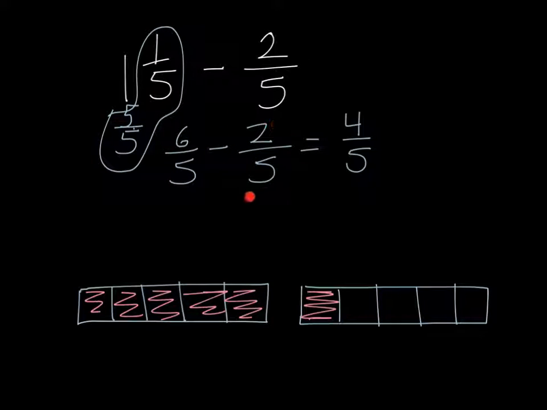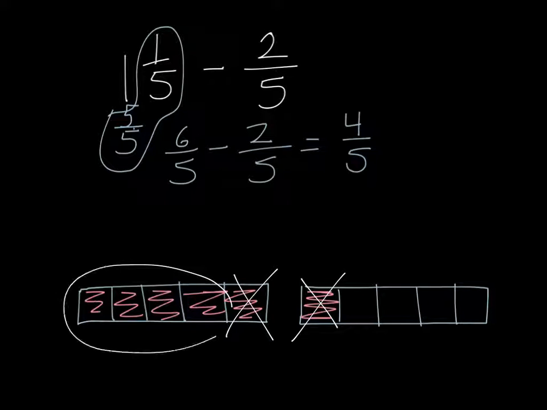Now I look at the next part of the problem, the part that I'm subtracting. I am subtracting 2. So I'm going to take my marker, I'm going to take away that one, and I'm going to take away that one, and I'm going to see, what do I have left over? I've got 1, 2, 3, 4/5 left over. So that's how we subtract a fraction from a mixed number, or a fraction that is greater than 1.